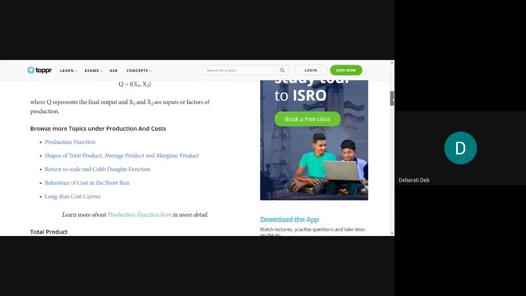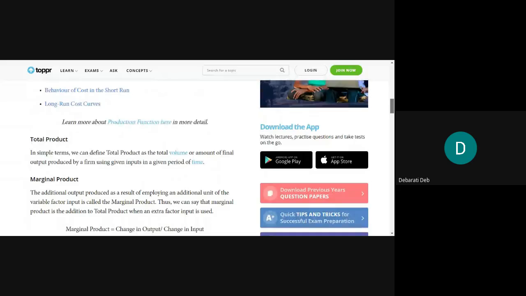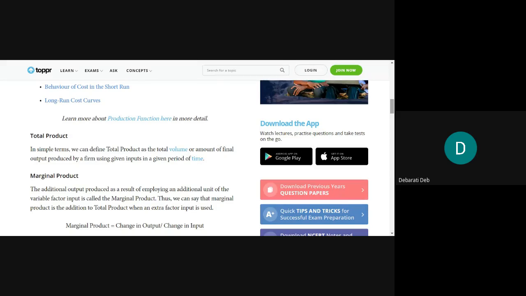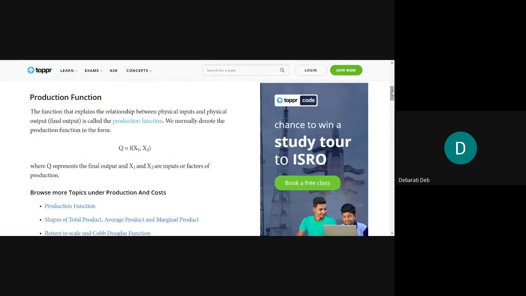So let us have a brief description regarding the total product, the average product and the marginal product. After that, we'll move on to the stages. Those who have studied economics will be well aware of the production function. Let us study the production function first, then we'll move on to the total product. This is a function which explains the relationship between the physical inputs and the physical output. Physical output means the final output or the final product.